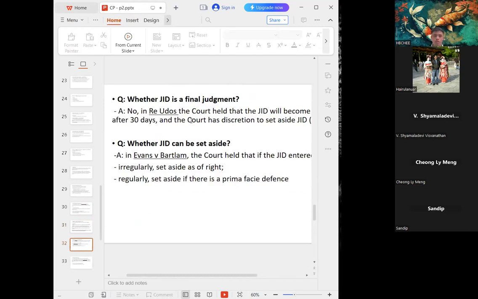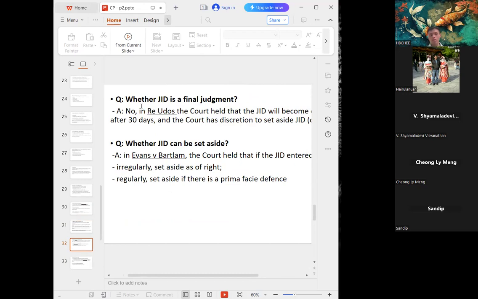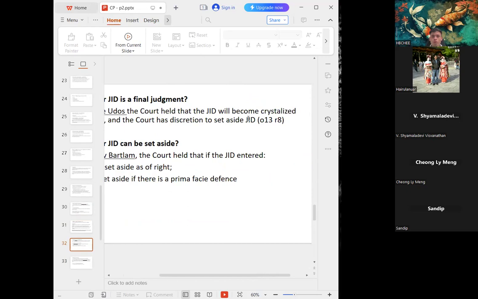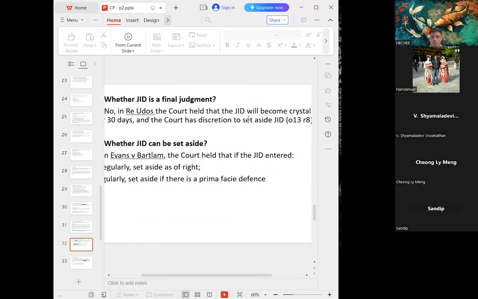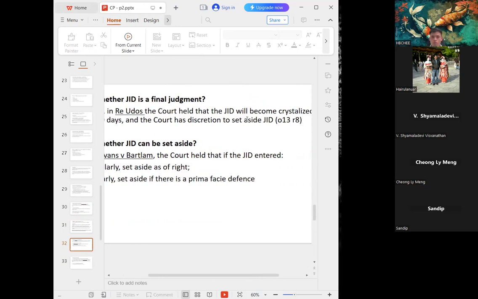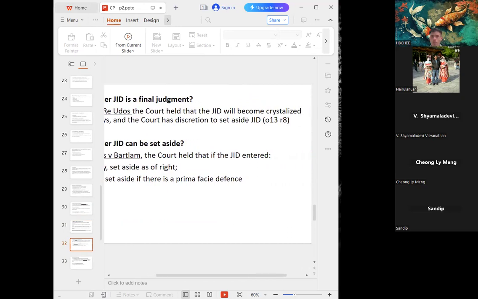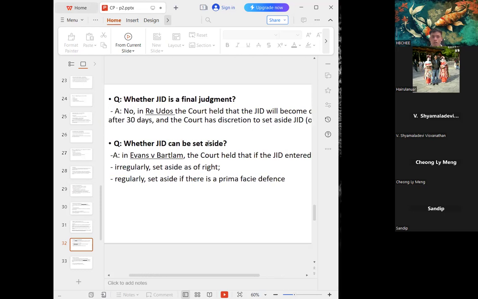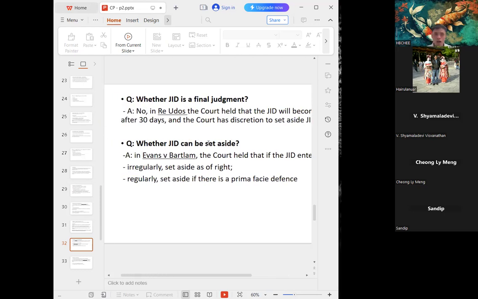Okay, you see here is the case I re-endorse. The court held that the JID will only become crystallized after 30 days, and the court has the discretion to set aside the JID. This is given in Order 13 Rule 8. Now the next question is how to set aside.